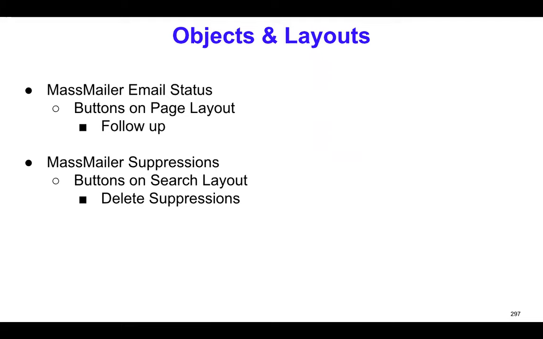Basically, the MassMailer email status object also has a button called follow up. That's basically to send a follow up message for any email that already got delivered. And MassMailer suppressions has a search layout button called delete suppressions, which will let you delete multiple suppression records in one go. So these are all various buttons.